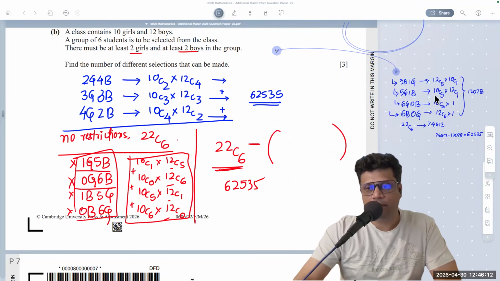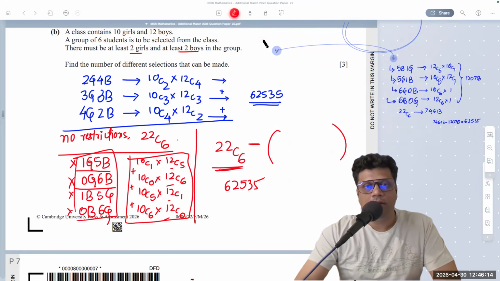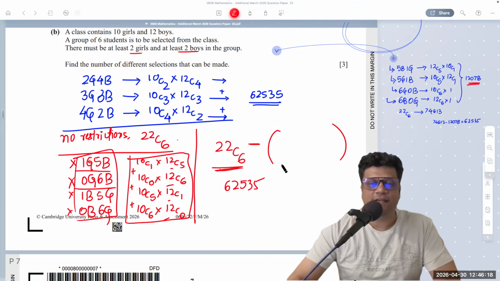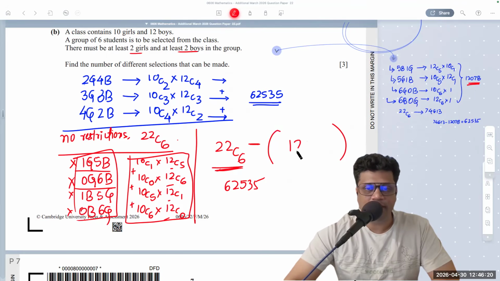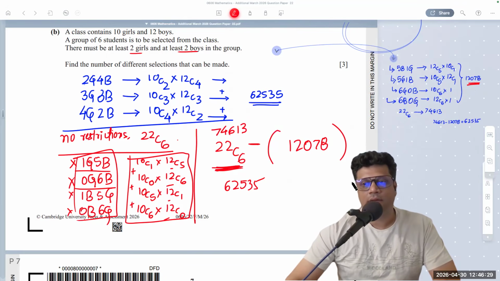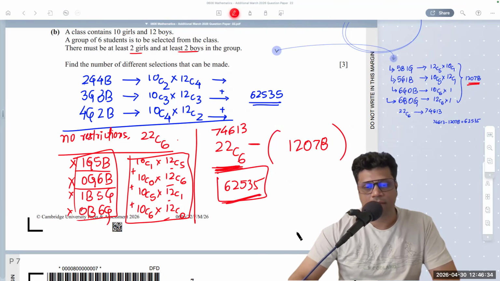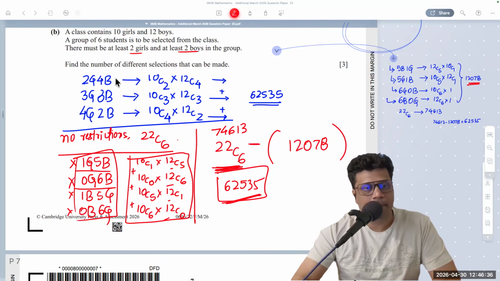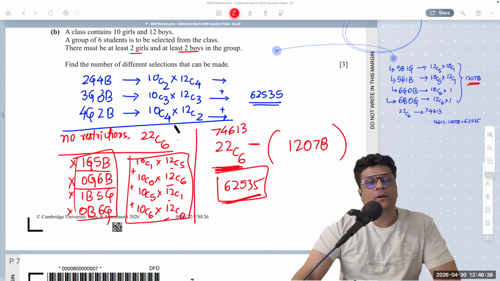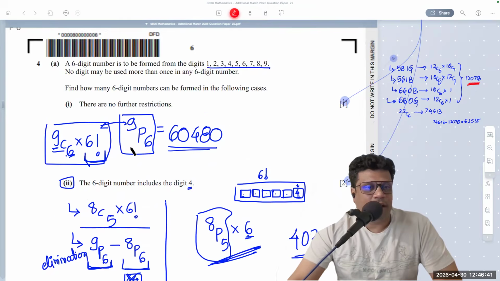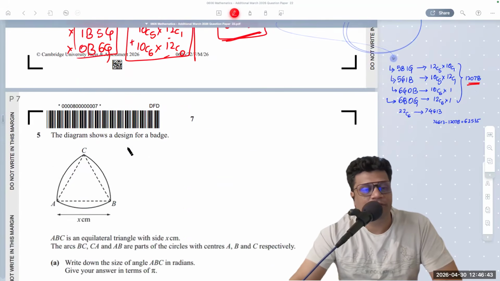Let's see. Okay, so these add to 12078. And that is 74613. And when you subtract them, this is your final answer. So that was your answer for part B. Okay, let's do the fifth one now.